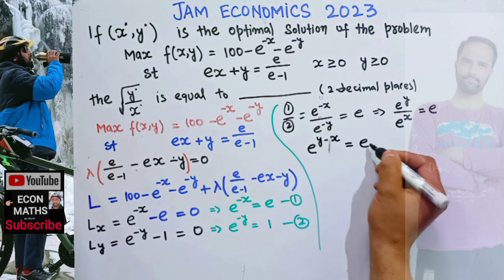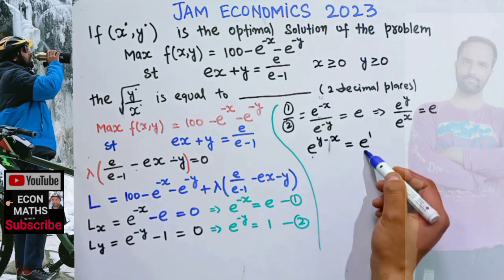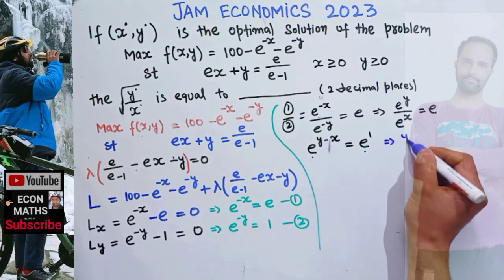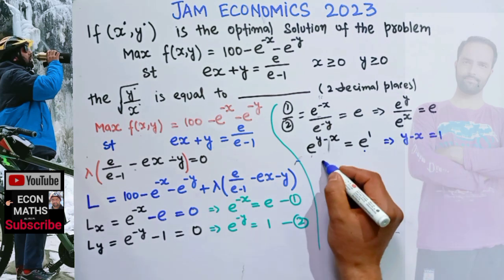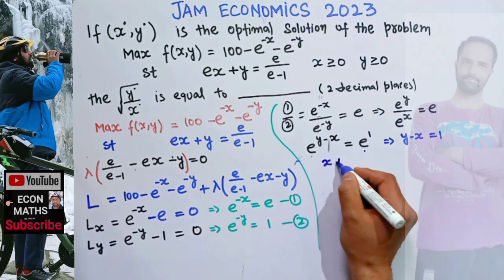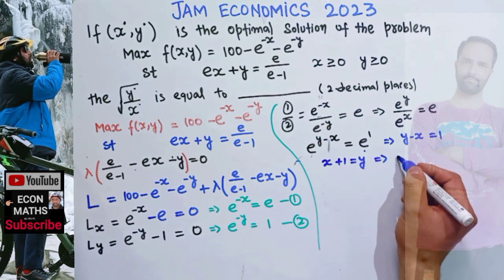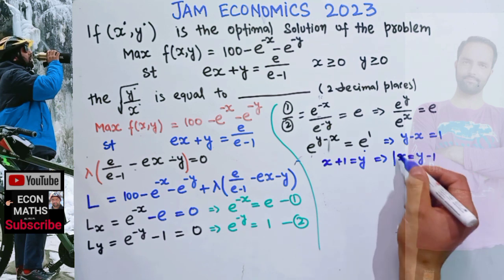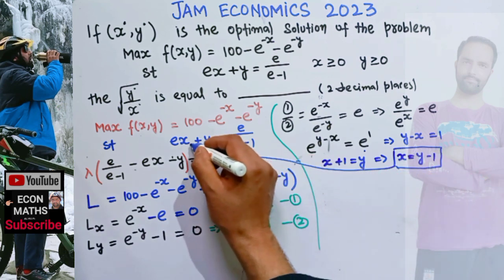is equal to e to the power 1. Since we have the same base here, we can equate the exponents. That implies y minus x should be equal to 1, which implies x plus 1 is equal to y, or we can write it in this fashion, that is x is equal to y minus 1. We plug the value of x is equal to y minus 1 into the constant function.